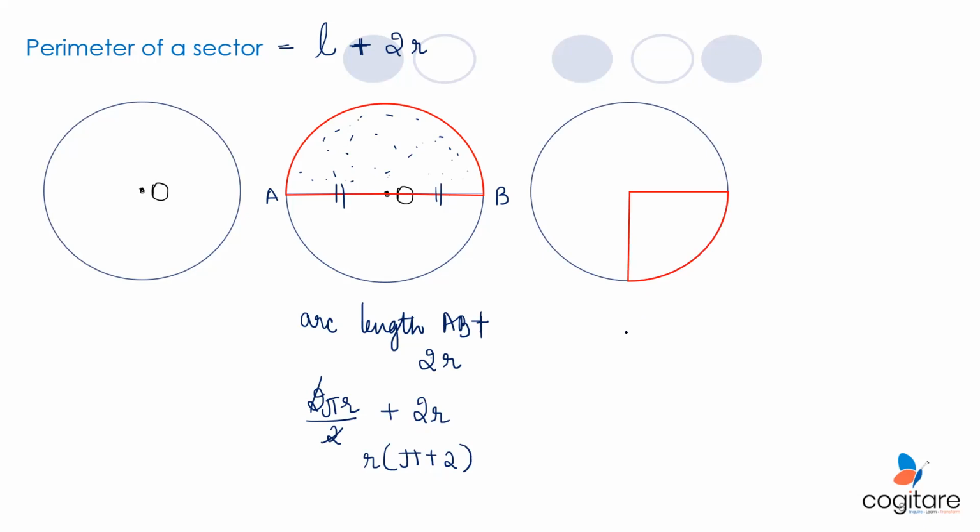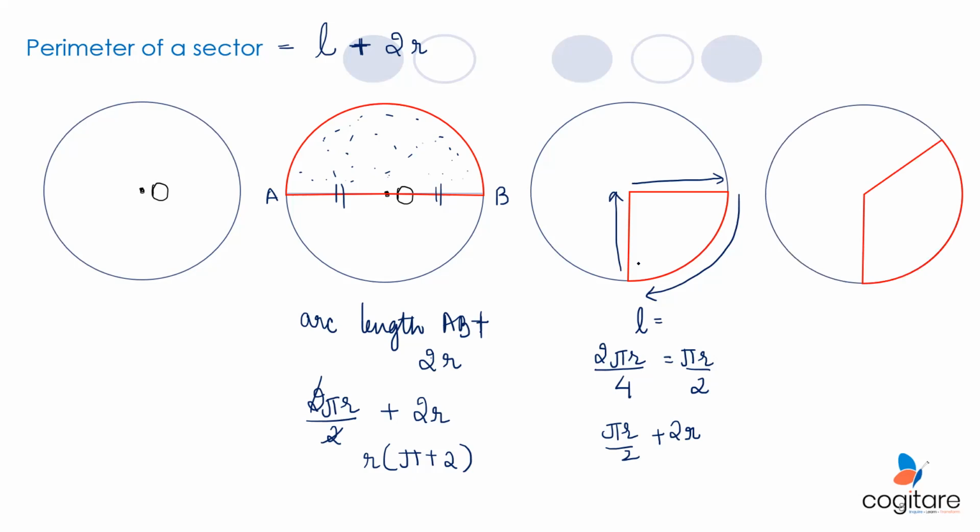Same thing for a quadrant. Again, it's the arc length. We know the arc length is 2 pi r by 4 or pi r by 2, the arc length of a quadrant. And to this pi r by 2, you ought to add the radii, 2 times the radii. Why? Because you're adding this and this and then this. That gives the complete perimeter.